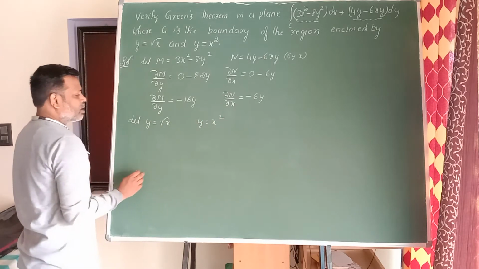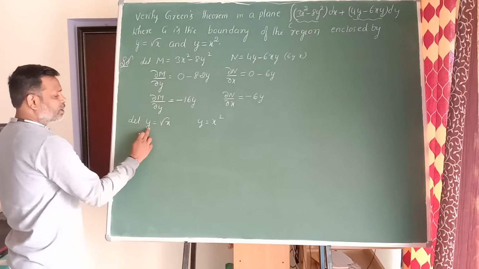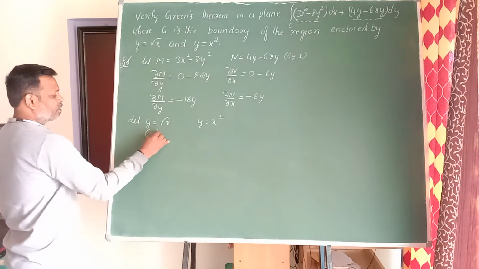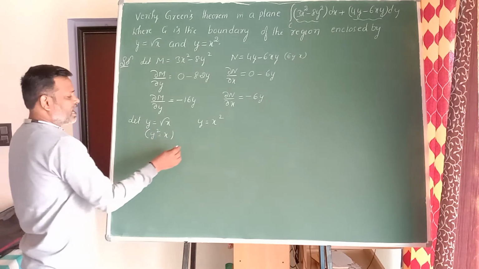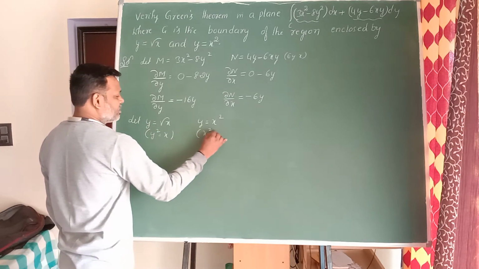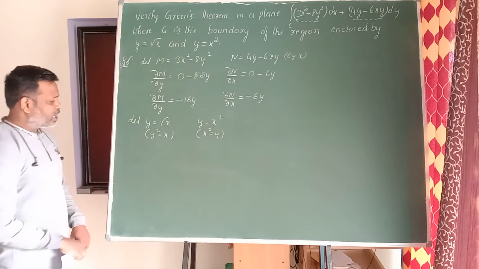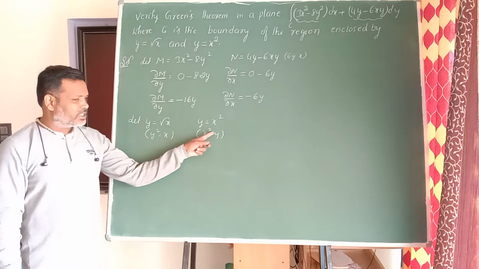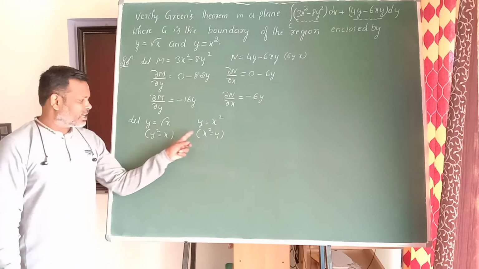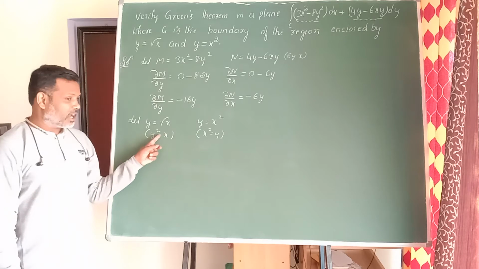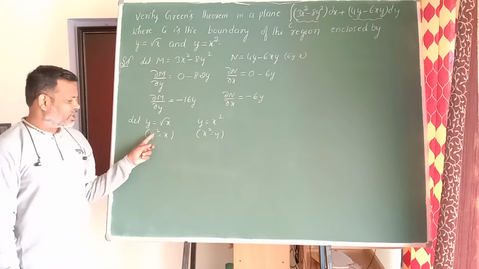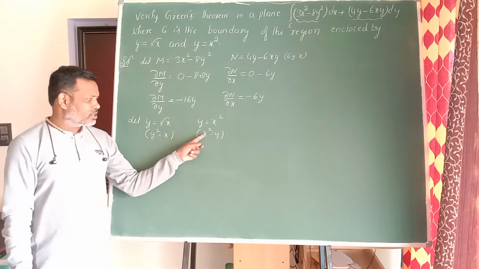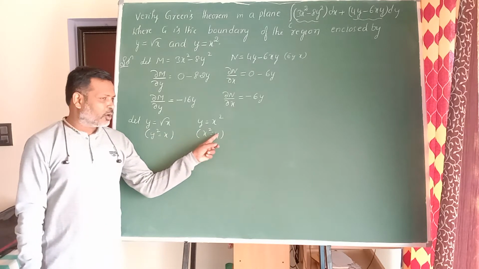Have a look at this. y is equal to root x is nothing but y square is equal to x. By squaring it, this can be rearranged as x square is equal to y. So this is in the form of y square is equal to 4ax and this is in the form of x square is equal to 4ay. These two are parabolas. y square is equal to x is a parabola on the x axis, and x square is equal to 4ay is a parabola on the y axis.